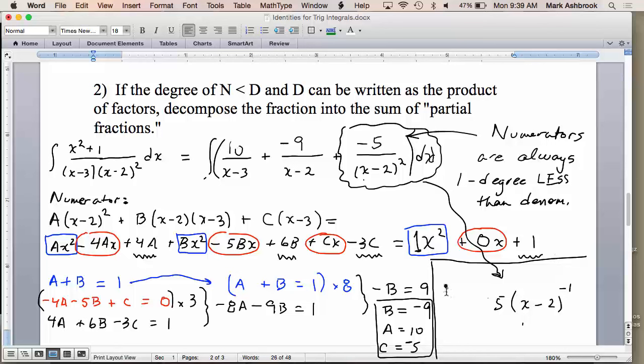So I'm writing the solution here. It's going to be the first thing plus the second one. We talked them through. Then plus 5 plus c.